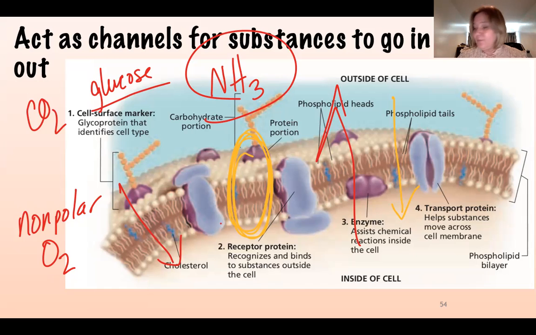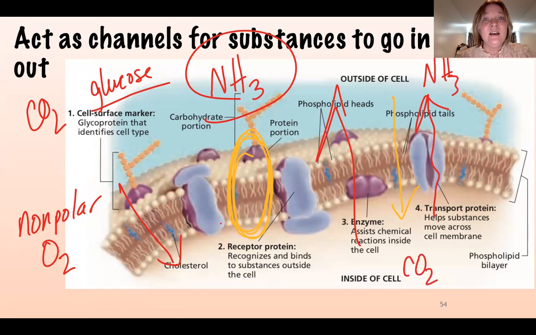So for example, let's say this protein here is for ammonia. Only ammonia can go through that protein. If you have carbon dioxide, it cannot go through that protein, because the shape of that protein is for ammonia and ammonia only.